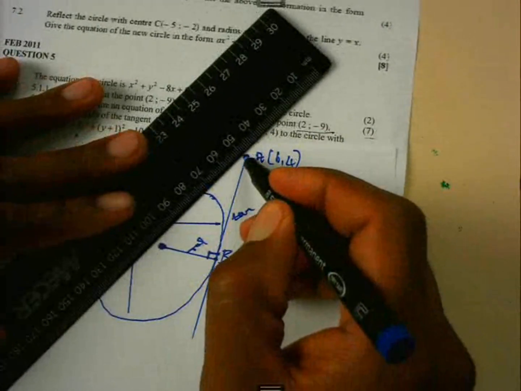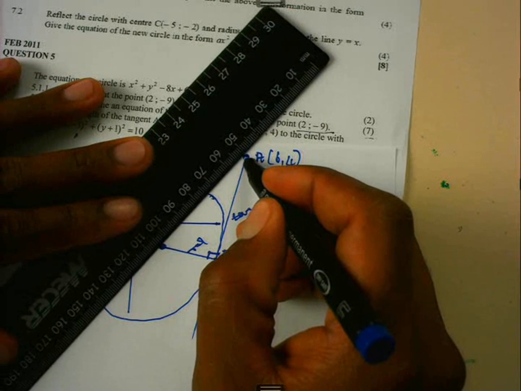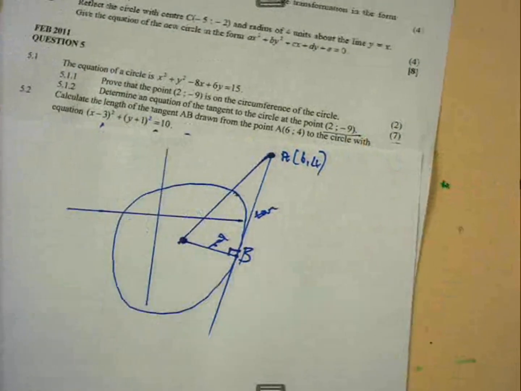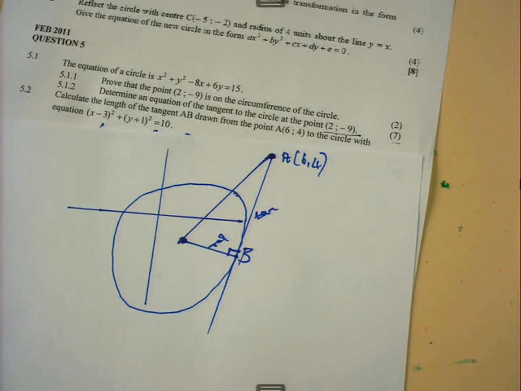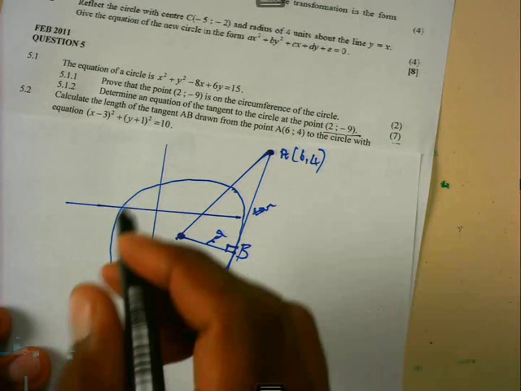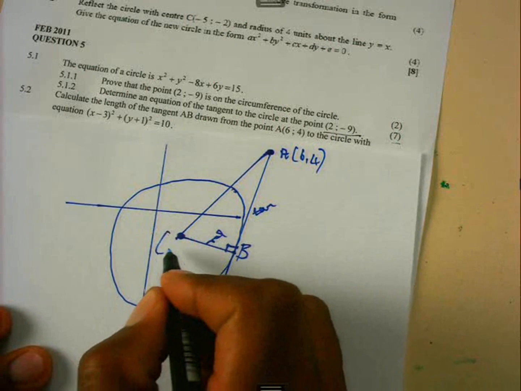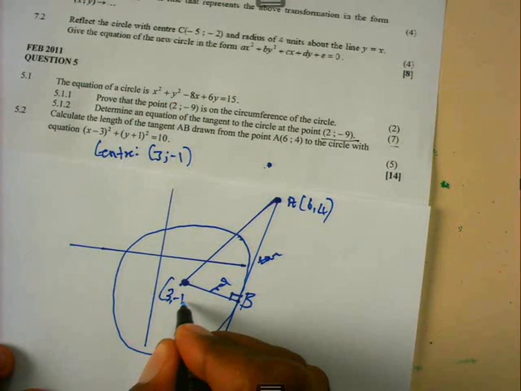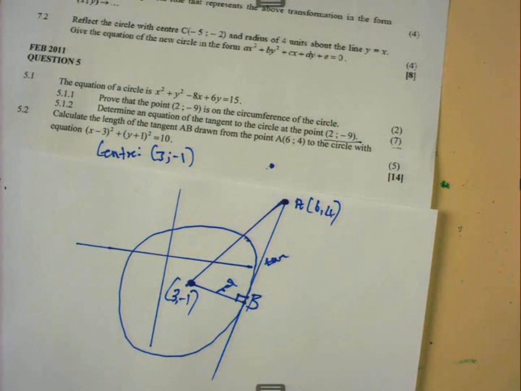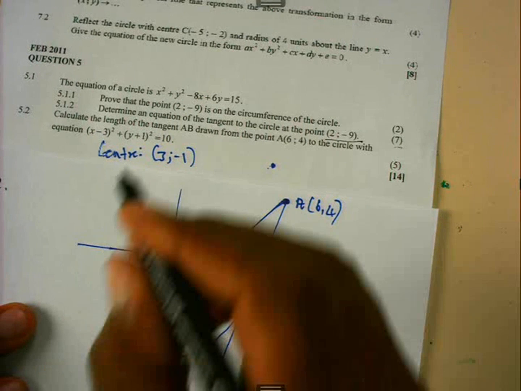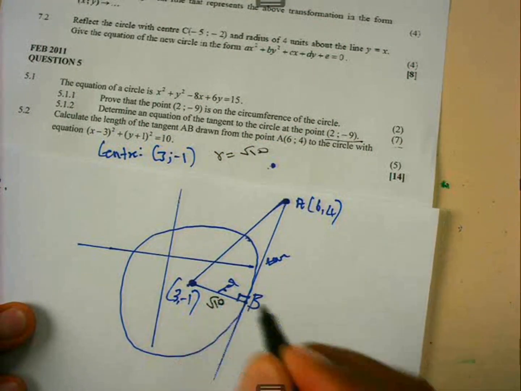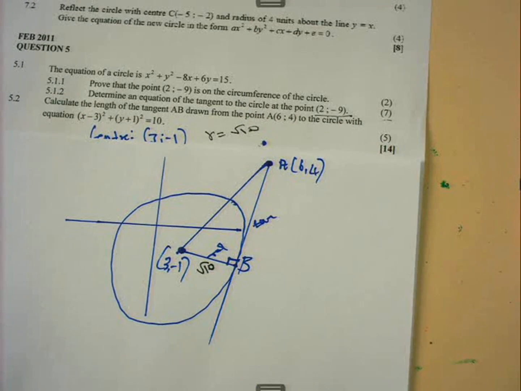Now I have a right angle triangle. Now from here, what is it that we know? We know the center. The center is 3 and negative 1. And also the other thing that we know is the radius. Our r here is the square root of 10. It means this one here is the square root of 10.